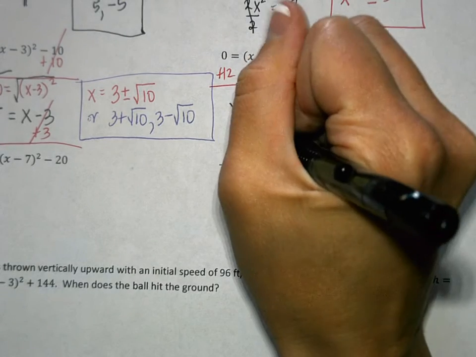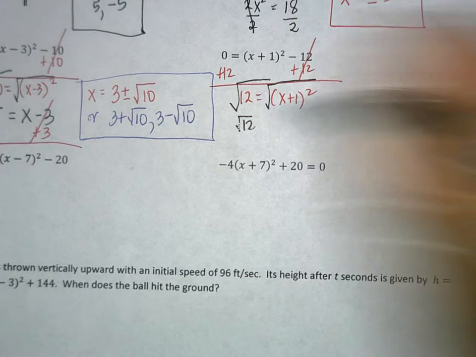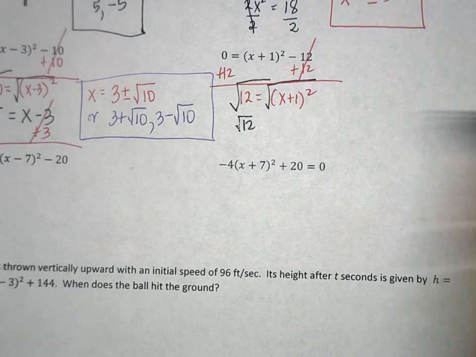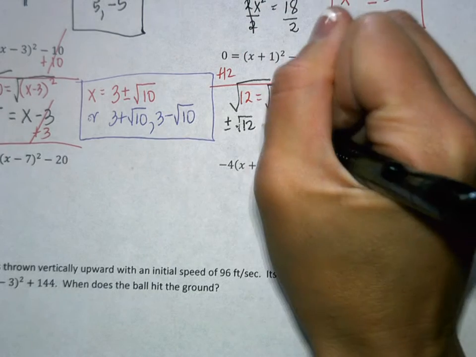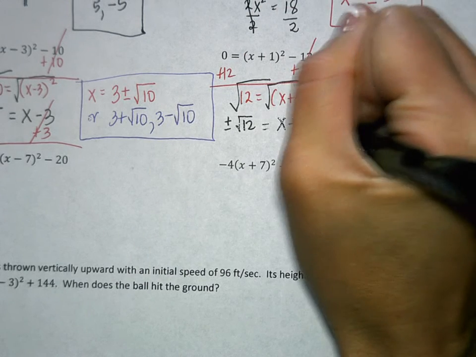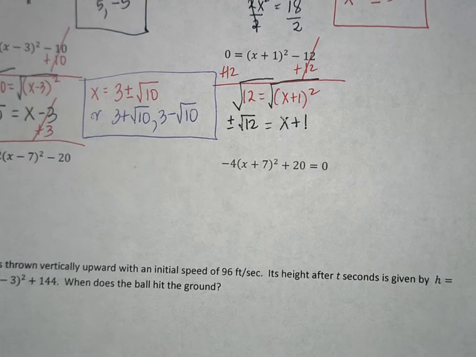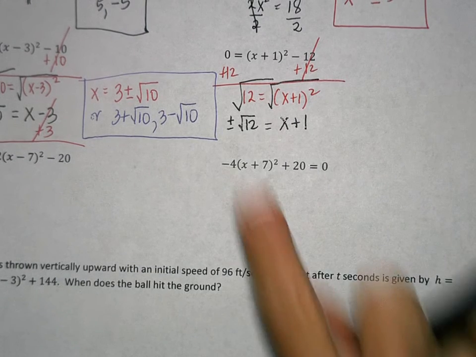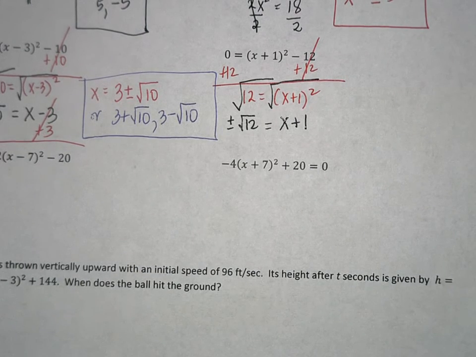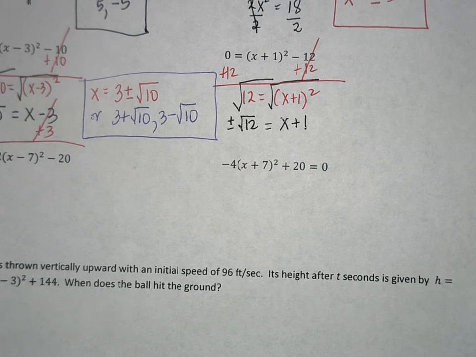And so I have the square root of 12, but what do I need to put in front of that? Plus or minus, very good. Equals x plus 1. Now this one is slightly different because could we simplify the square root of 12? Yes. Now it's not like the whole root goes away, but what does 12 break down to?